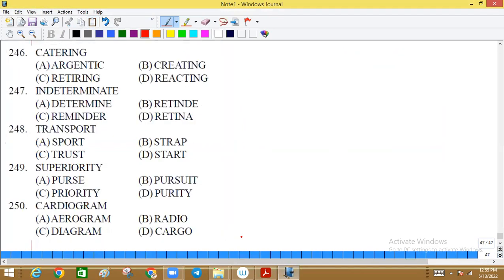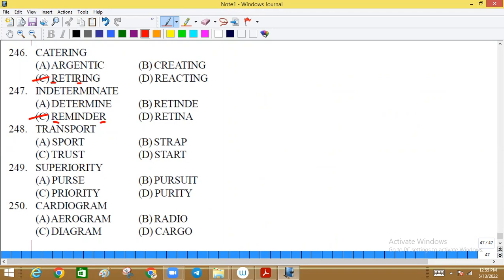Yes, start with the first one. Which cannot be formed, not can be formed. Which cannot be formed. For example, option C. Why? Double R. Here only one R. 247. TERMINATE possible, RETAINED. What is the answer? C. Because of 2 R's, not possible.